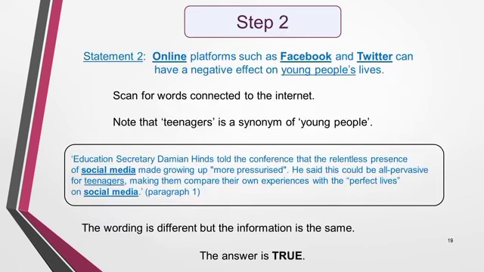Next, I read the second statement and decide to scan for words connected to the internet, as this is what the statement is about. I continue scanning from the location of the last answer. Remember, the information will come in order in the text. I quickly spot the words social media, which appear twice. I read the two sentences in detail to look for any matching words or phrases. I also see the word teenagers, which is a synonym of young people. This is another clue that there's a match of information.